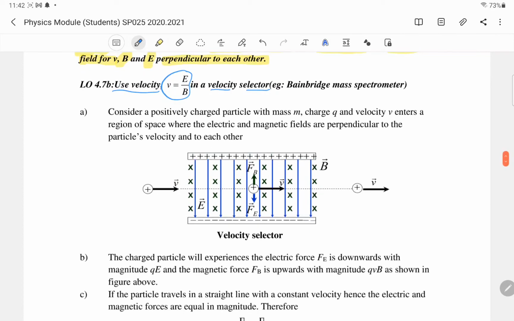Alright, so consider a positively charged particle with mass m, charge q and velocity v enters a region of space where the electric field and magnetic field are perpendicular to each other. Okay, macam mana kita tahu perpendicular each other? Alright, so kita tengok kat sini the direction of E. Okay, this is the direction of E. B is into the page. Okay, so V is straight. So by using our right hand.